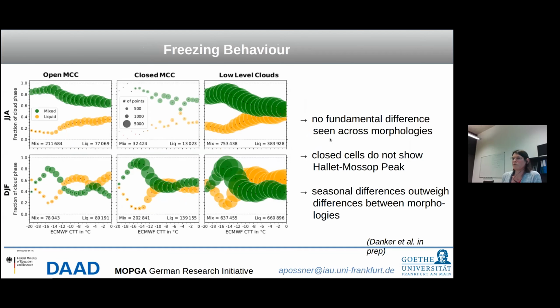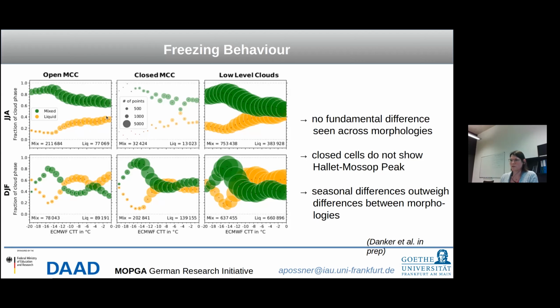This is also visible when we try to assess and characterize the freezing behavior of these types of clouds. Again, if we look at the green dots, those are the mixed phase clouds, the orange are the liquid phase clouds, and we look at open cells, closed cells, and all low-level cloud statistics. In the first row, we do this for austral winter, and in the bottom row, we do this for austral summer.